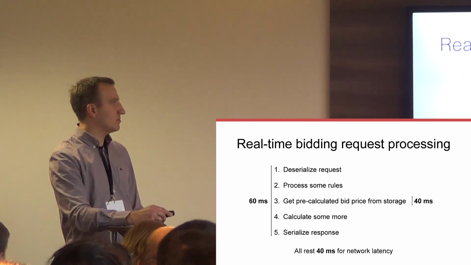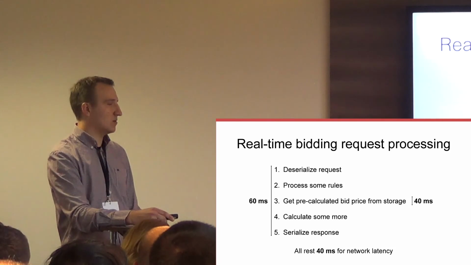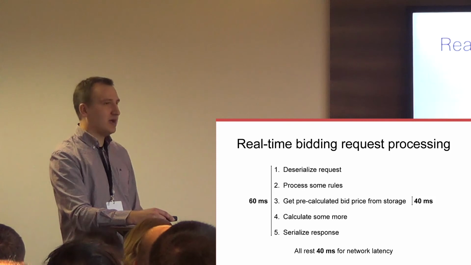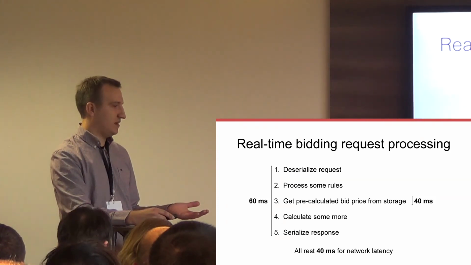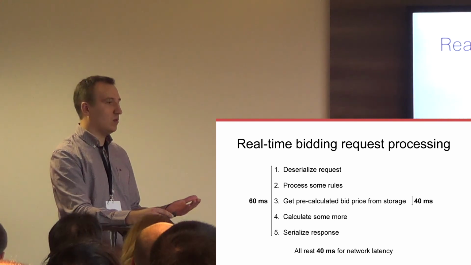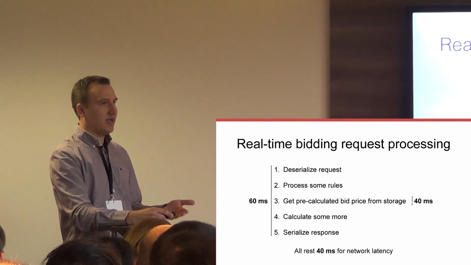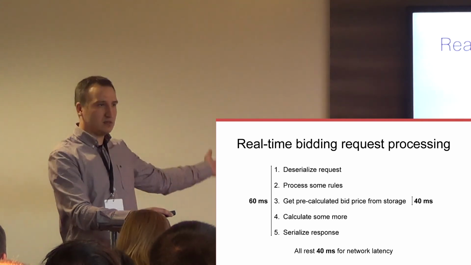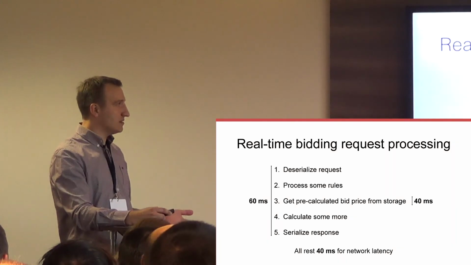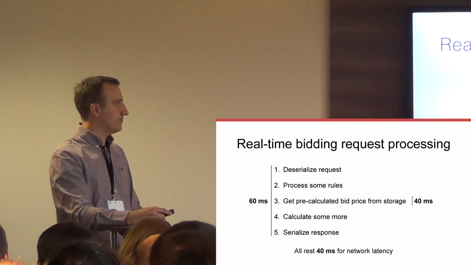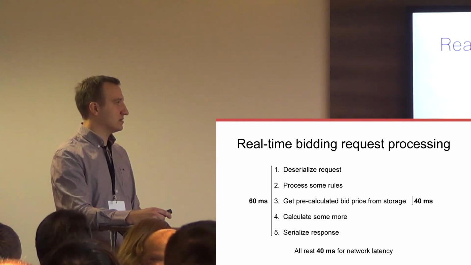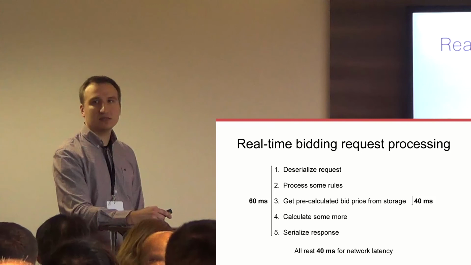So this time goes to deserializing the request from JSON, processing some rules. Then you have to retrieve the record from your cookie storage to know what you know about this user. Has he visited some sites a long time ago or not? And depending on that, you decide the bid price. And when you get the bid price, you just serialize the response. And all must be done in 16 milliseconds.